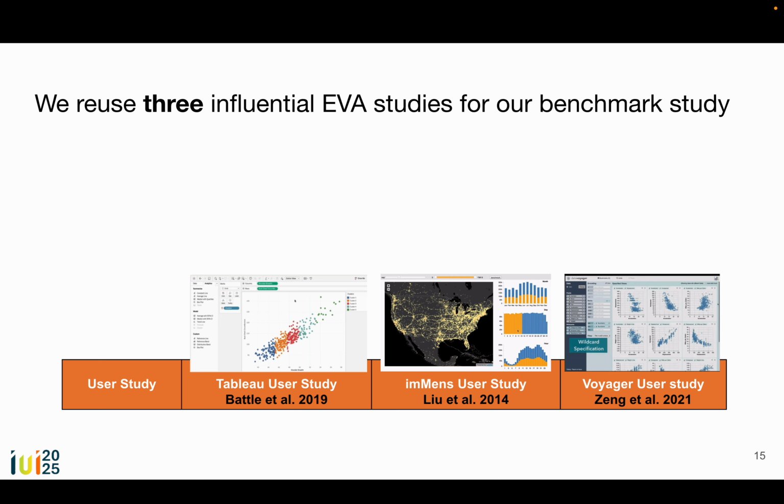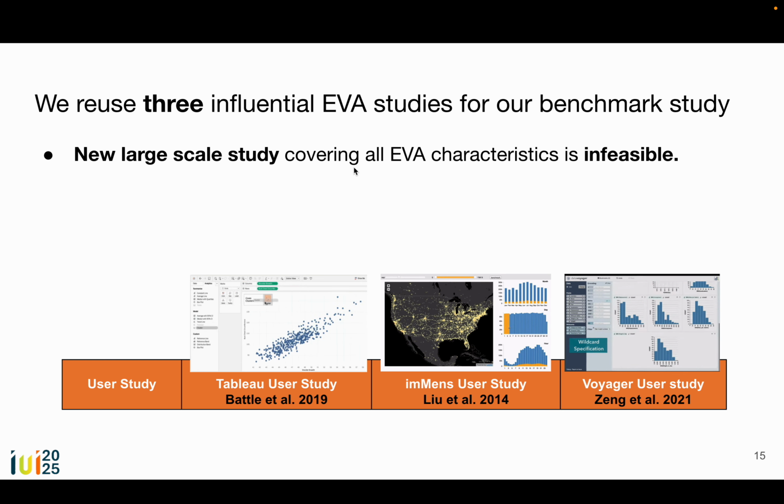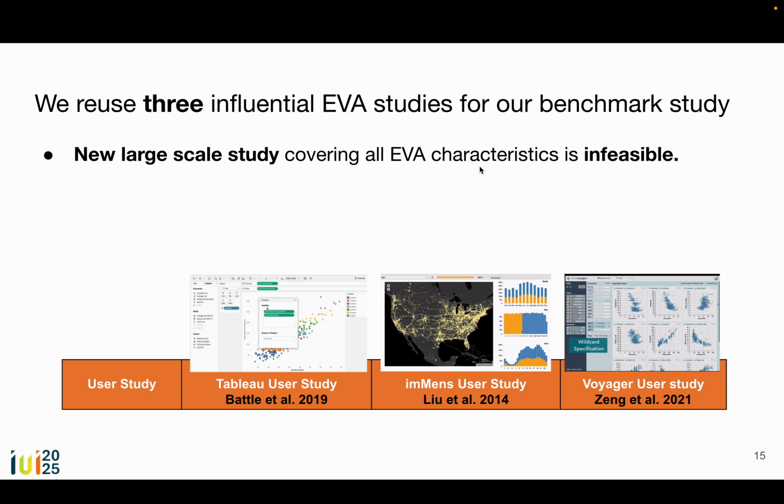We reuse three influential EVA studies for our benchmark study. They are Tableau User Study by Battle et al., Immense User Study by Liu et al., and Voyager User Study by Zheng et al. We opted to reuse the existing user studies instead of conducting a new large scale user study because covering all the EVA characteristics would be infeasible.